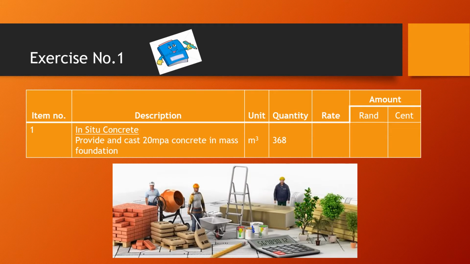For our first exercise, we're going to assume that a client wants you to cast 20 MPa concrete on a mass foundation. Let's assume someone is going to build a house, and the main contractor asks you as a subcontractor to pour the foundation, and then he's going to do the top structure. So he gives you the BOQ. These are the quantities: 368 cubic meters of 20 MPa concrete on a mass foundation. That is a task that we have to do. Okay, let's get right to it.